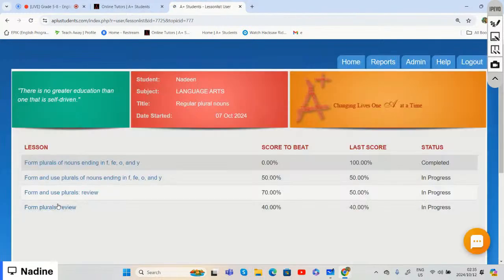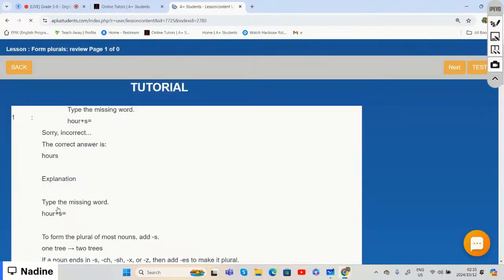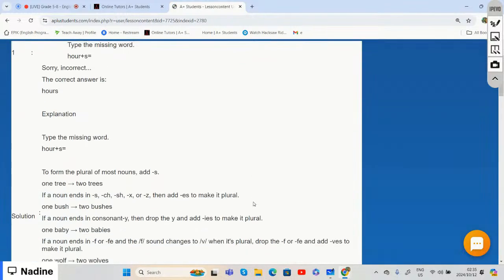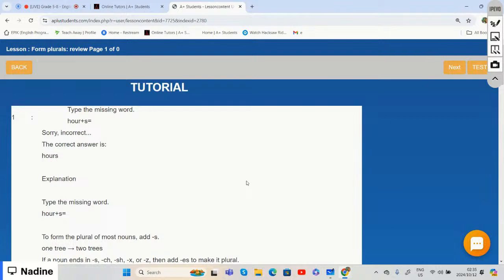Now we're going to form plurals review. We need to form plurals. You just need to add that word. For example, if we say hour plus s, we add the s to the word hour, and then we get our answer. For example, hour plus s. What is hour plus s?